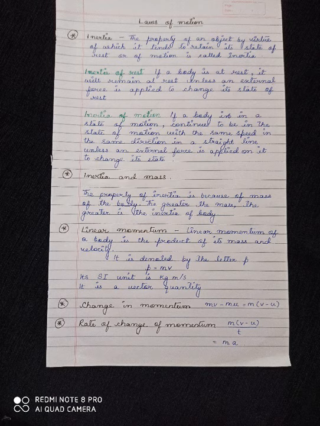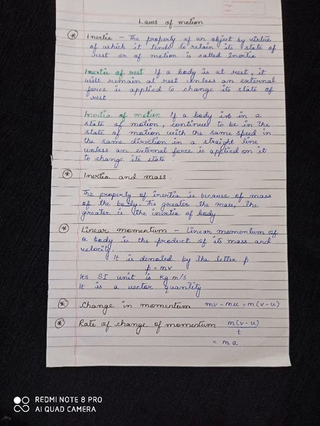Now change in momentum. What is change in momentum? Final momentum minus initial momentum. How to find the final momentum? See, mass remains the same. If m is the mass of the body, v is its final velocity and u the initial velocity, then m into v will be the final momentum and m into u will be the initial momentum. And if we find their difference, that is the change in momentum.